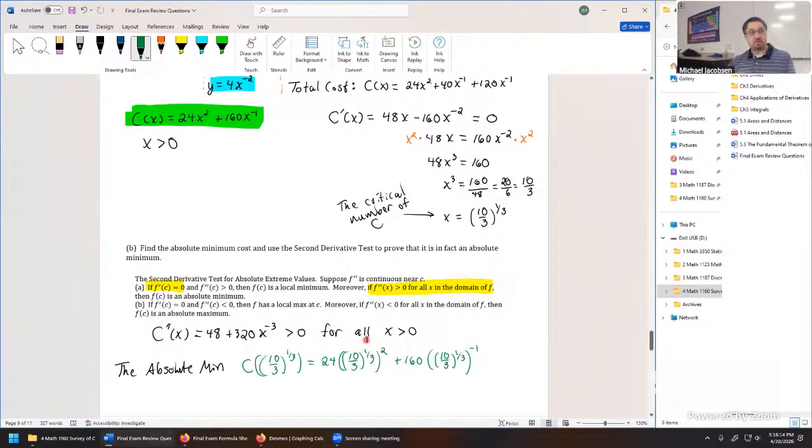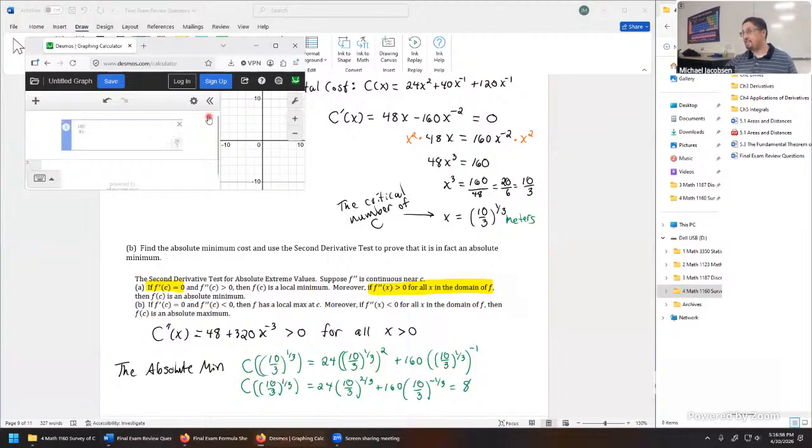We need to plug it into a calculator, so taking one step on the exponents actually helps out with the calculator for accuracy. So I'm going to say the cost at (10/3) to the power of 1/3, recall that's in terms of meters for our diagram, is going to be 24 times (10/3) to the power 2/3, since 2 multiplies the 1/3, plus 160. -1 multiplies 1/3, so it's going to be (10/3) to the power of -1/3. Now we can plug it into the calculator and get a value to the nearest cent.